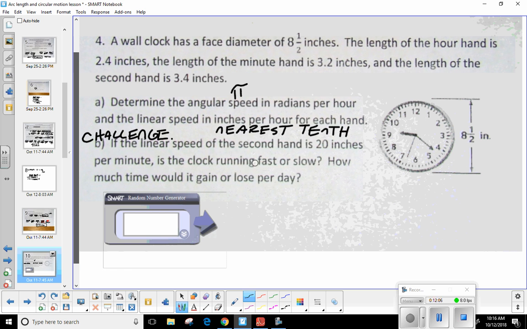Now, I'm going to mention this: I'm going to make this a challenge problem. I'm going to have the results up on Monday, and I'll show every class. But it says, if the linear speed of the second hand is 20 inches per minute, is the clock running fast or slow? How much time would it gain or lose per day?